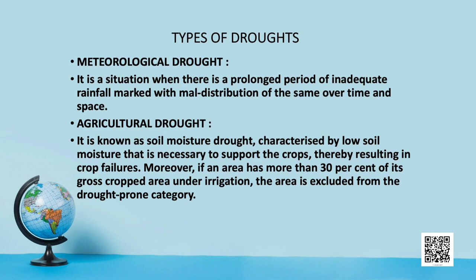Agricultural drought, it is known as soil moisture drought, characterized by low soil moisture that is necessary to support the crops. So, the result is failure of the crops. An area that has more than 30% of its gross cropped area under irrigation is excluded from the drought prone category. So, agricultural drought is specially related to the soil moisture which leads to the production of crops.